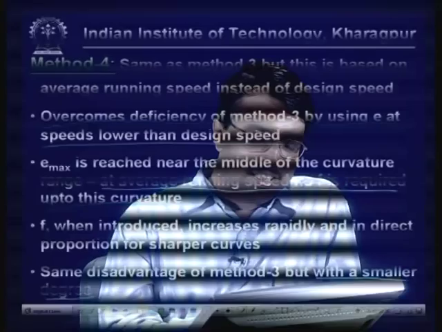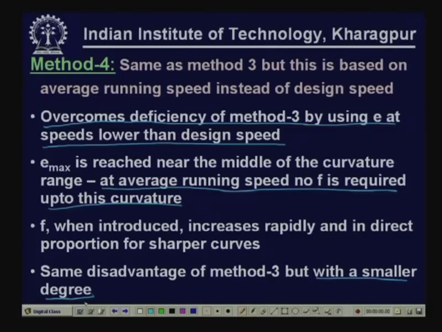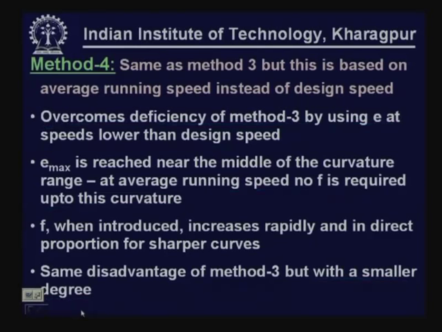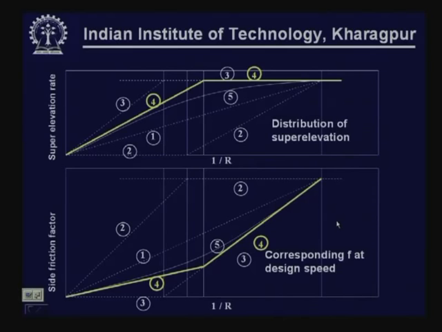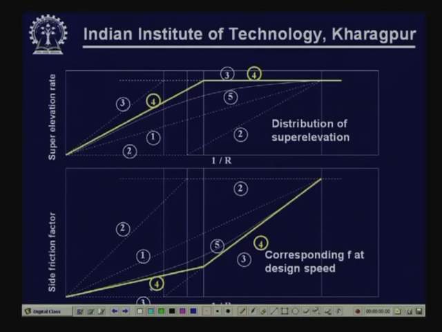Now, let us see the distribution of E and F for this method. So, this is method 4. According to method 4, let us see how the distribution looks. Here, one can see that E is initially increased till it reaches maximum, then only F is introduced, but that distribution of F is with respect to the average running speed.